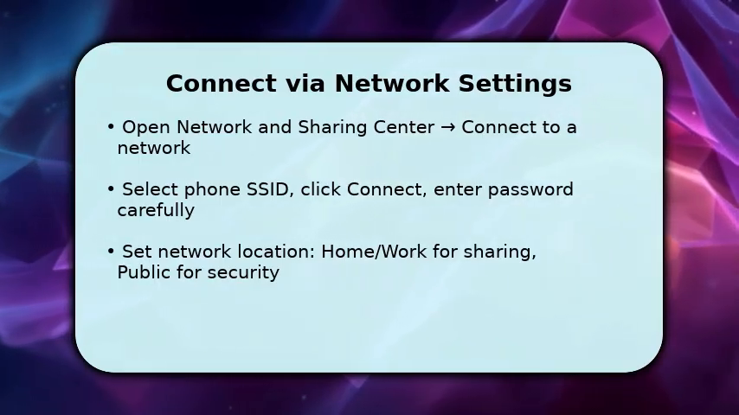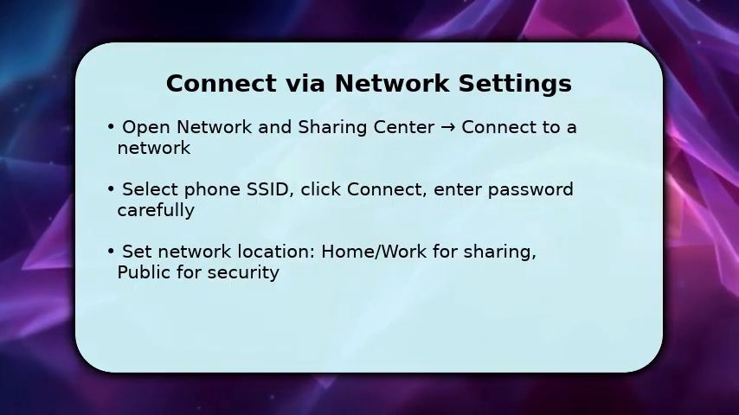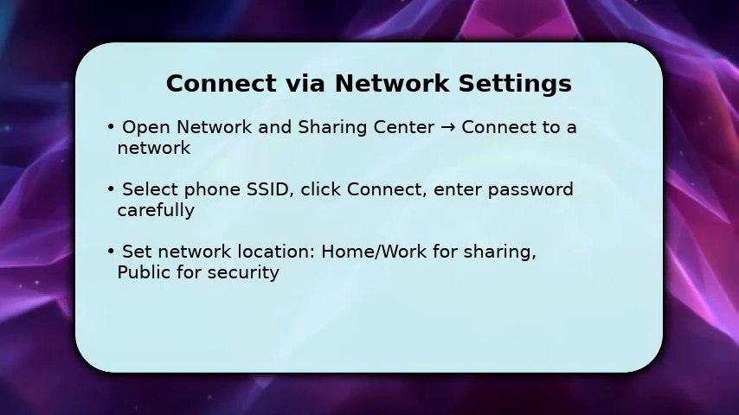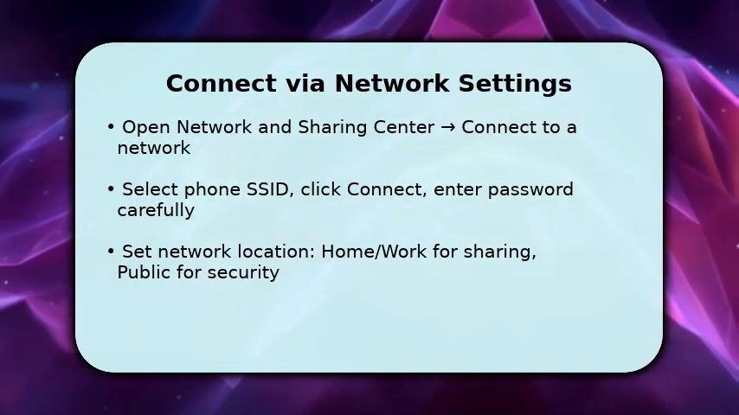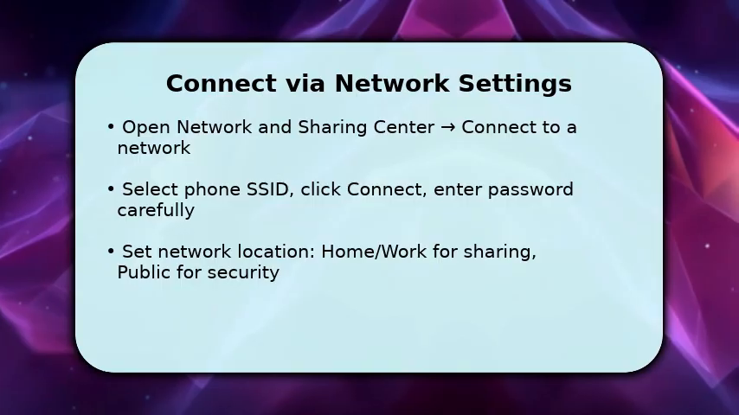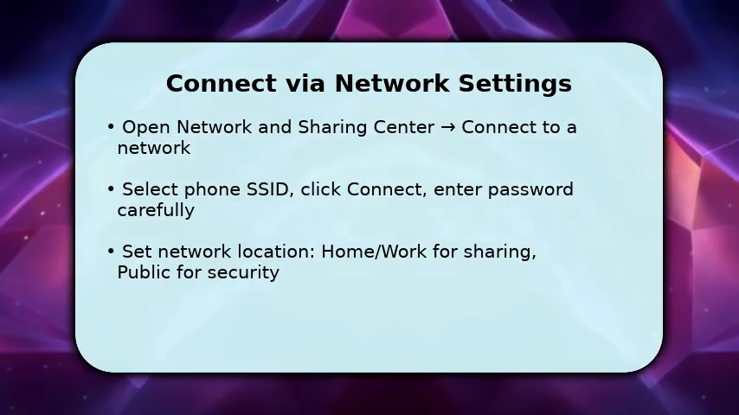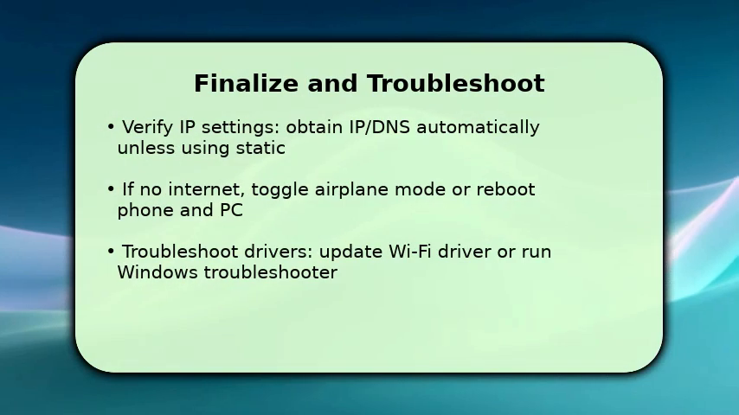After Windows authenticates, you'll be prompted to choose a network location. Choose home or work if you trust the connection for file/printer sharing, or public if you want stricter firewall rules. This choice controls discovery and sharing behavior on Windows 7. To finish, verify you have internet by opening a browser.